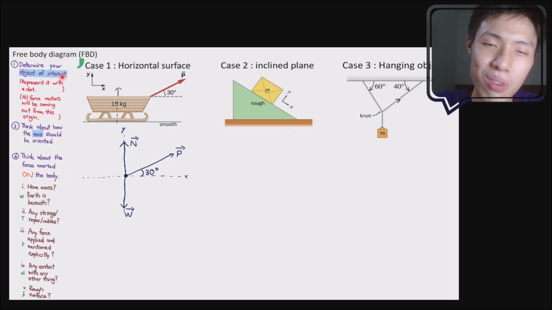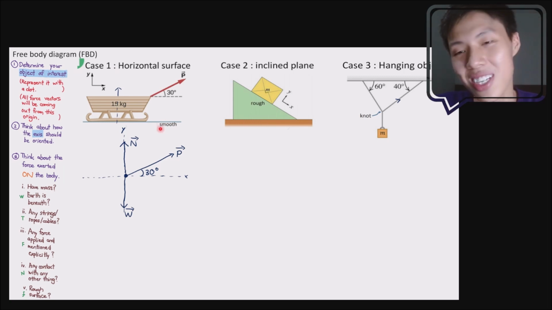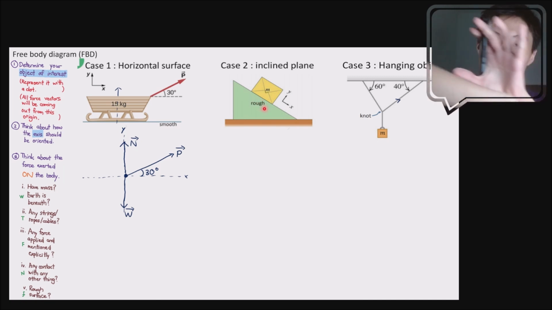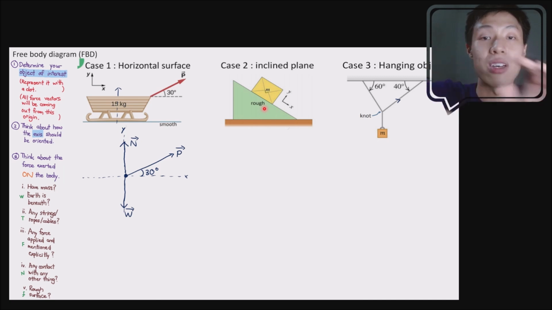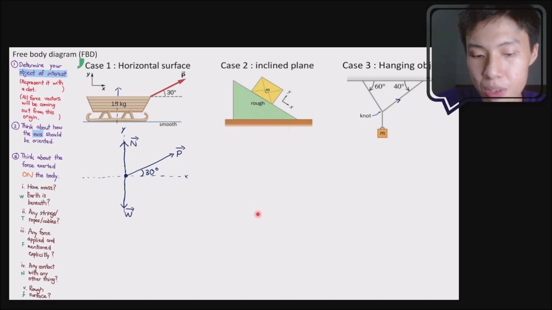Well, we are rarely interested in the table, okay? Just like we are rarely interested in the ground. And we are rarely interested in the triangular block because that's just to provide us with a slanted surface for the parcel to move. So in that case, our object of interest will be the parcel. So we represent the parcel with a dot.